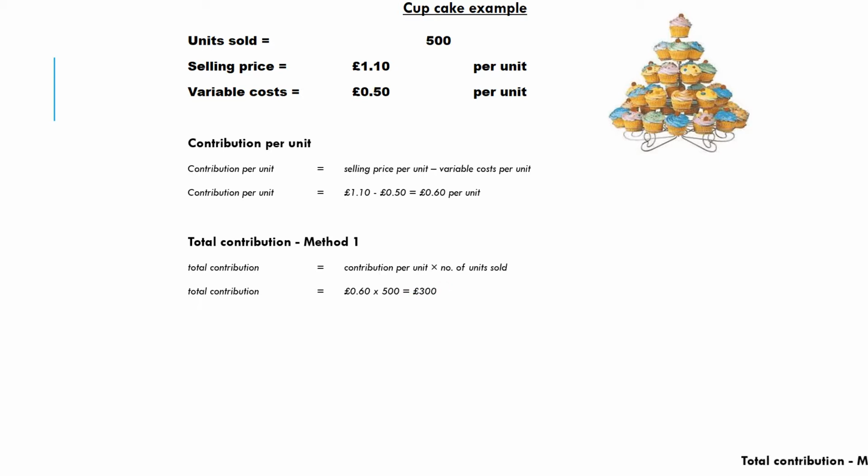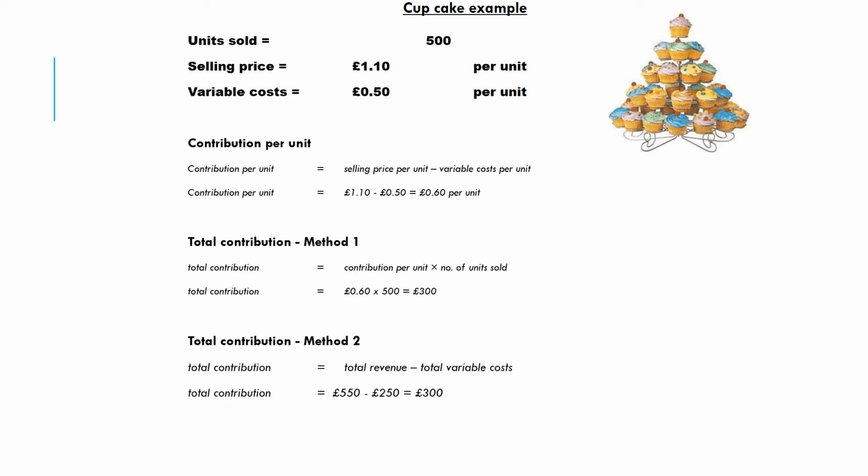We can cross-check this. We can look at method 2, total revenue minus variable costs. The total revenue, well, total revenue we learnt is price times quantity, so £1.10 times 500 gives us £550. Subtract the total variable costs, 50 pence is the variable cost per unit, multiplied by 500 units of cupcakes, £250. 550 minus 250 gives us £300. The answer is the same. We would expect that. These are two methods just to get to the same answer, and we can use whichever one we think is the best approach.